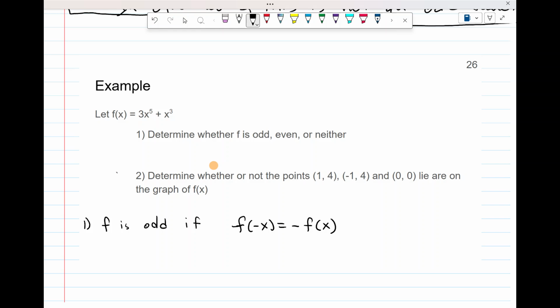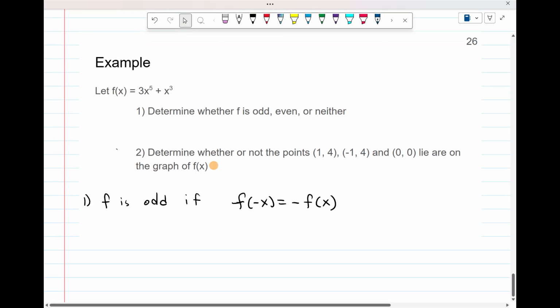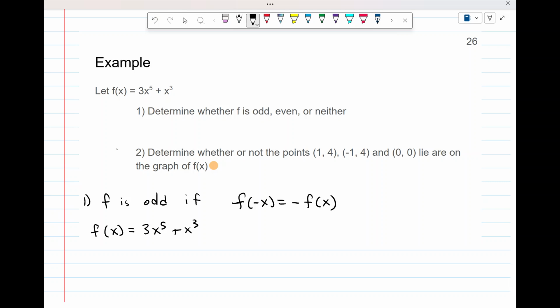So in order to test if this is true, we need to find f of negative x, and we also need to find negative f of x. Let's start by finding f of negative x. So f of x, of course, is equal to 3x to the fifth plus x to the third. So f of negative x is equal to 3 times negative x to the fifth plus negative x to the third.